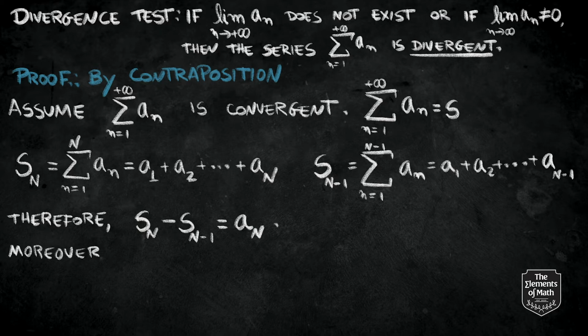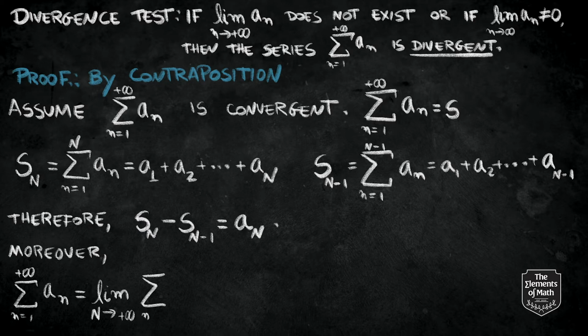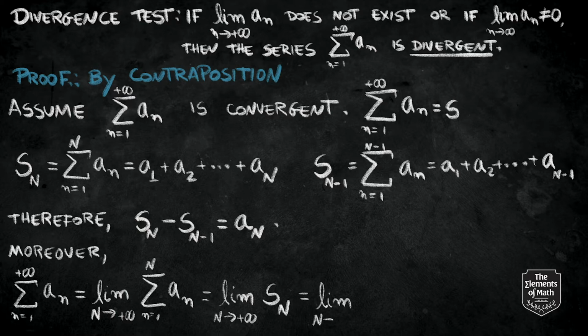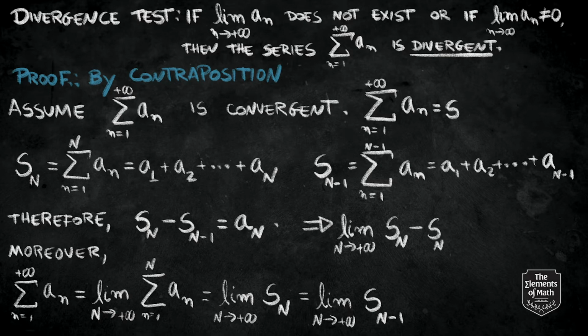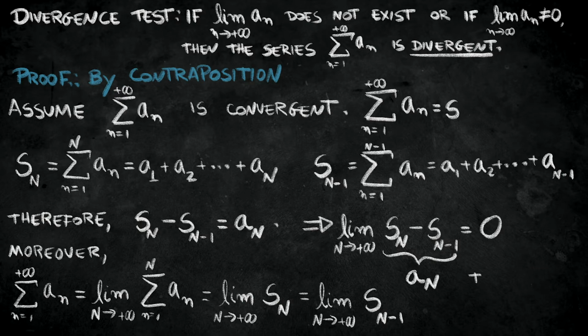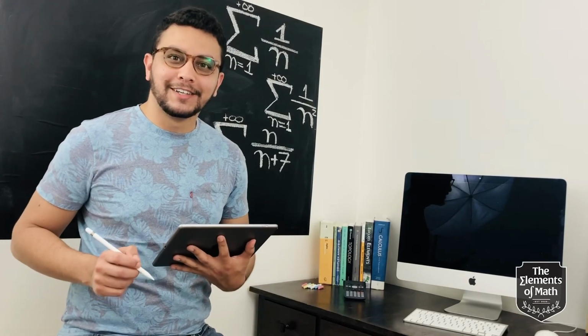Great. Moreover, the series of a_n, if you compute, is just the limit when n goes to positive infinity of the sum from 1 to n. That's the same as the limit of S_n when n approaches positive infinity, and that's the same as the limit of S_{n-1}. So both are going to the same place. When you compute the limit of the difference, it goes to 0 because both of them go to the same spot. Okay, great, but we called the difference a_n, so it means my limit of a_n is actually 0. Okay, so far so good?